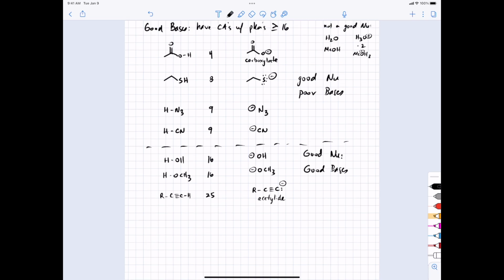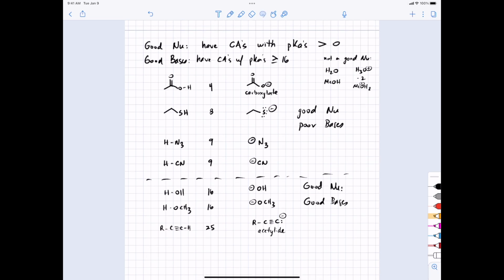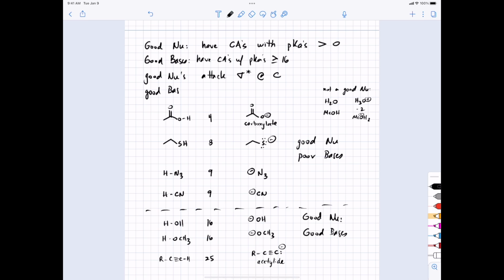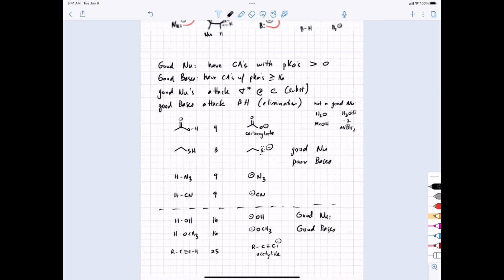Okay? And then the last piece of information that we need to reason our way through what's going to happen is that good nucleophiles attack sigma star at carbon, whereas good bases attack the beta proton. Good nucleophiles give you substitution products. Good bases give you elimination products. All right?